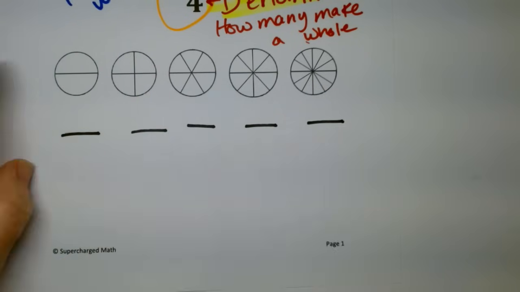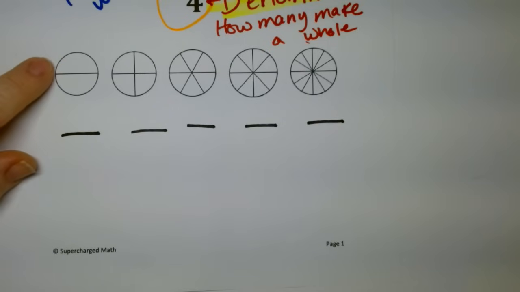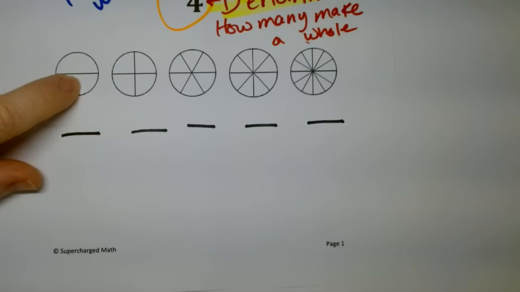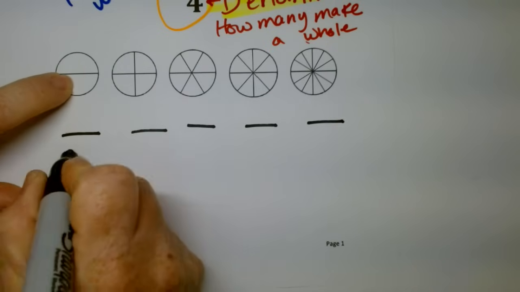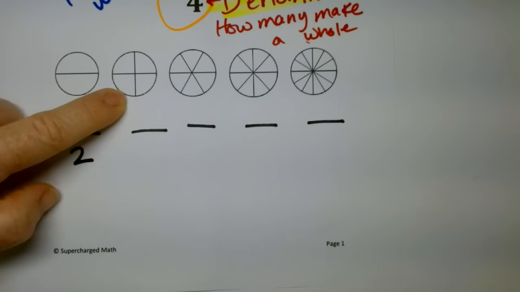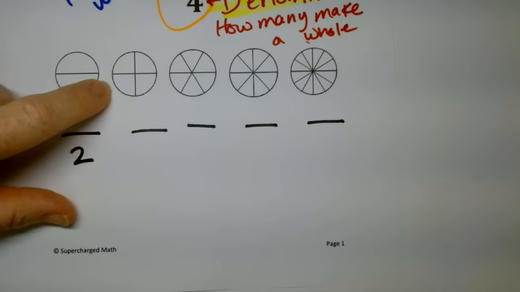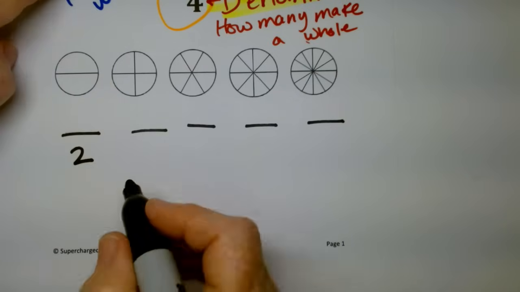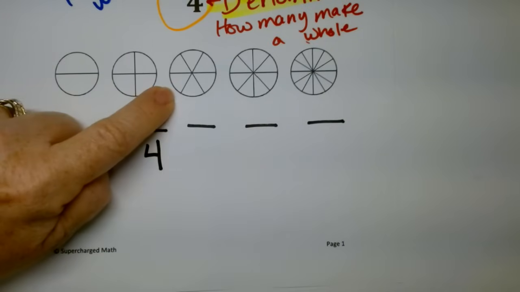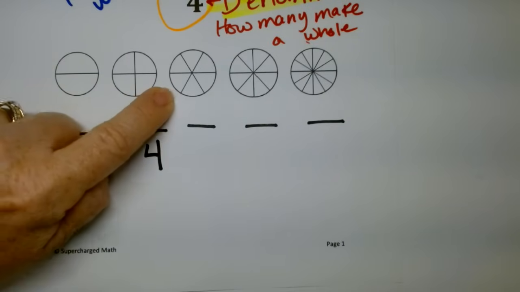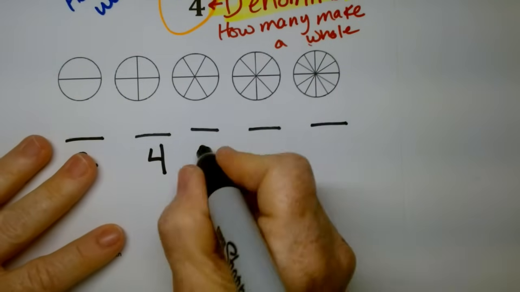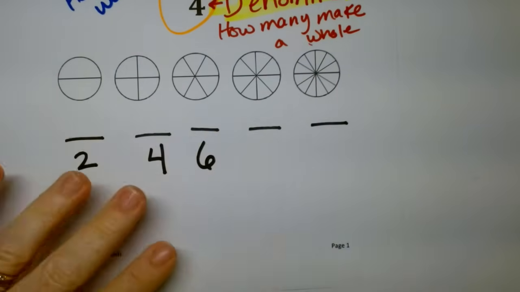Now you tell me how many divisions are here. How many divisions? How many pieces? 1, 2. So 2 make a whole, so that 2 goes on the bottom. Okay, do it over here. How many here? Just shout out the answer right now. Yeah, there's 4. It's the same that we had in the example. Good. What about this one? How many make a whole? 6. Good.